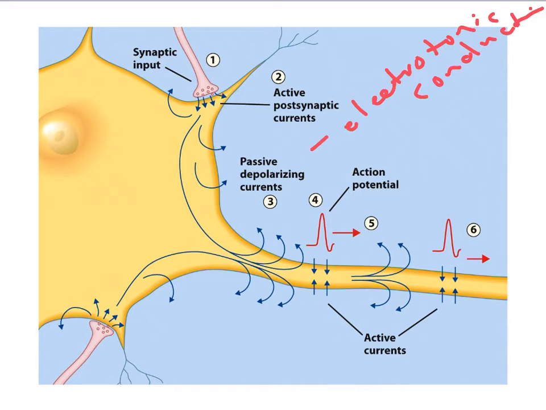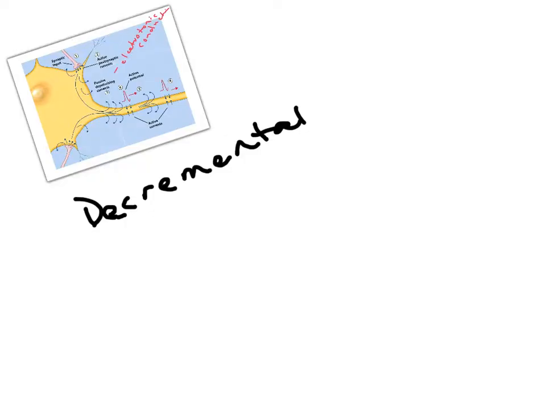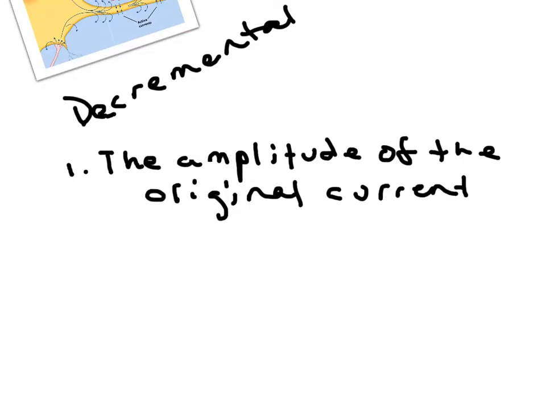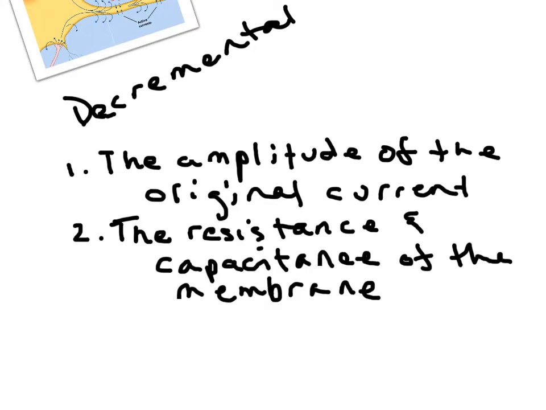Now, electrotonic currents, otherwise known as passive currents, are decremental, meaning that they decrease over time. So what determines how far down the axon these currents will flow if they're not replenished by an active process like an action potential? First, the amplitude of the original current, how strong the original current was. Second is the resistance and capacitance of the membrane. The resistance means how resistant the membrane is to ions flowing back out of the membrane, thus decreasing the strength of the current. So it's the ability to hold that current inside the cell.